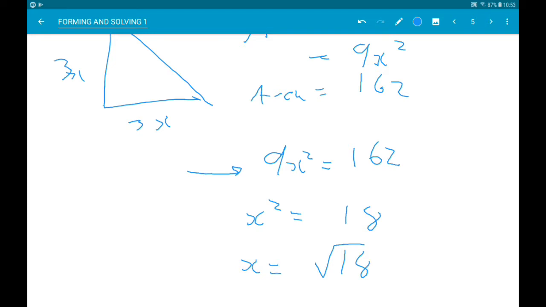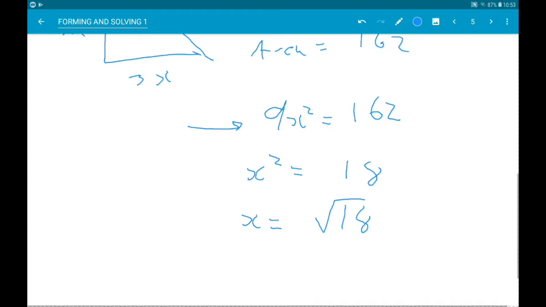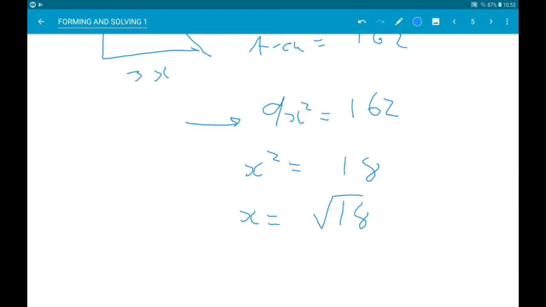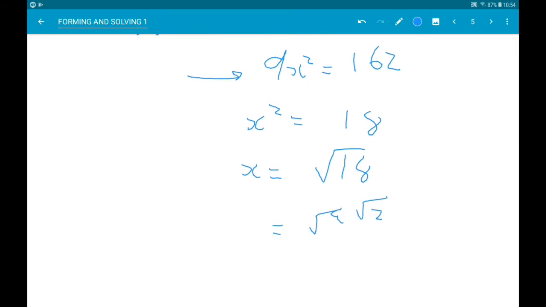Now, with this question, it hasn't said what form or to what accuracy we want the answer, so we could leave it as root 18. If you're higher, we could play some surds and write that as root 9 root 2, which then would be 3 root 2.